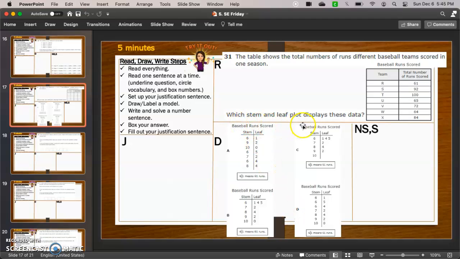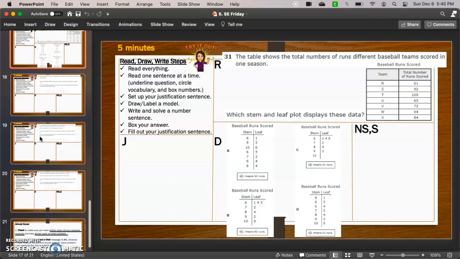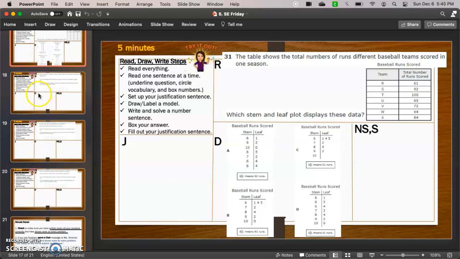Which stem and leaf plot displays these data? A, B, C, D. Pause the video to answer your question in Pear Deck.